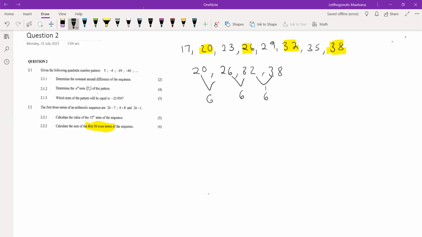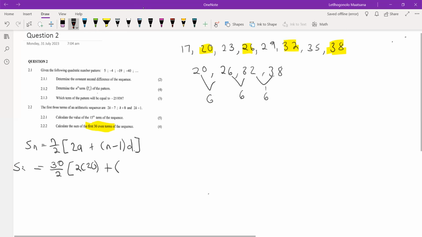Right. So using the equation Sn is equal to n over 2, 2a plus n minus 1 d. Very simple to just go ahead and substitute in our values. Just to be clear on where we are. Multiply everything with 6, and we will get a value of 3,210.